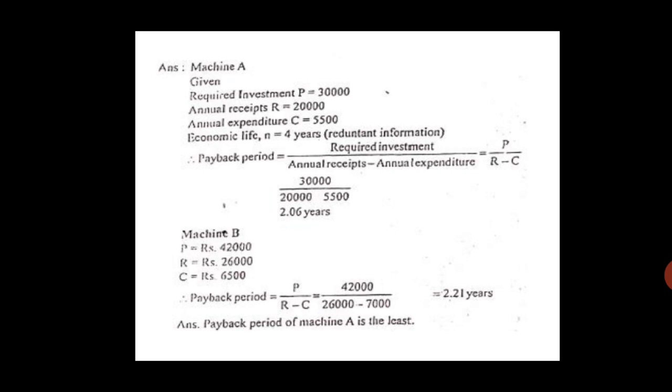Now machine B, P is 42,000 rupees, R is 26,000 rupees, expenditure is 6,500 rupees. So payback period is equal to P divided by R minus C, that is 42,000 divided by 26,000 minus 7,000, that is 2.21 years. Now you can see in machine A, whatever amount 30,000 rupees you are investing, you are getting it back in 2.06 years. For machine B, whatever 42,000 rupees you are investing, you are getting it back in 2.21 years. So the least one is A. Hence we will go for investment in machine A.